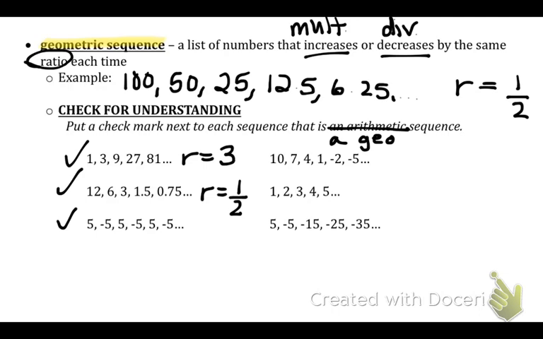So here's the tricky one. The last one that is a correct answer, what is the ratio here? What is it multiplying by each time? If it goes from 5 to -5 to +5 to -5 to +5 to -5, what is it multiplying by? The correct answer is -1.